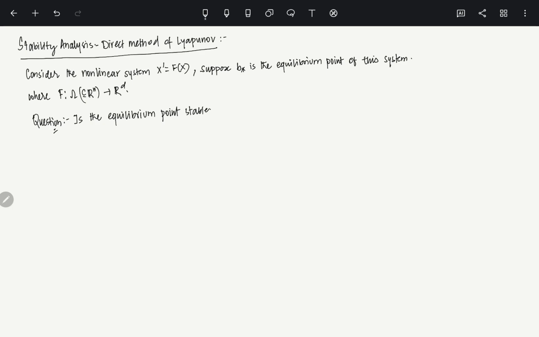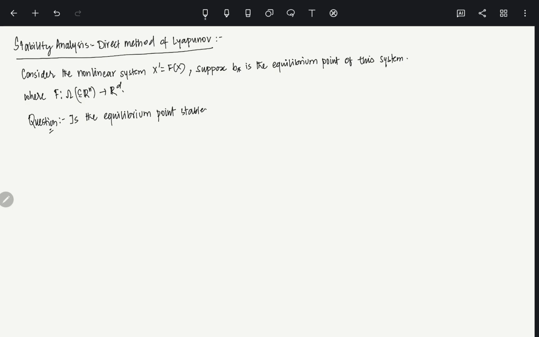In the earlier videos, we have talked about stability under certain conditions. Lyapunov has a different idea. This is called Lyapunov's direct method. There are some advantages of using this method to show stability. So what are the advantages?